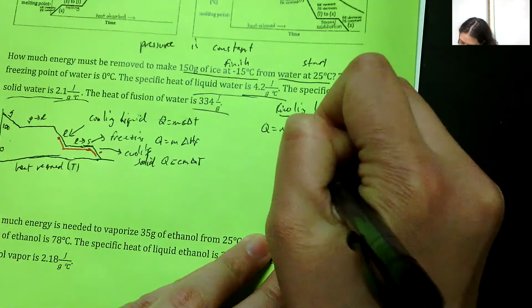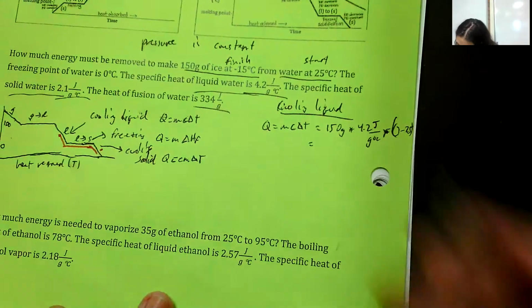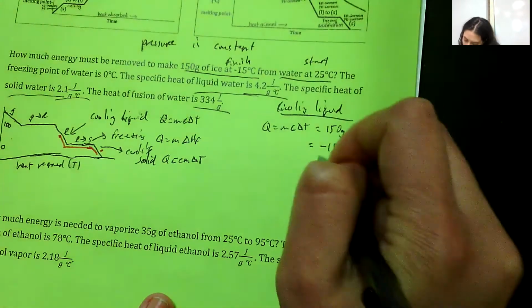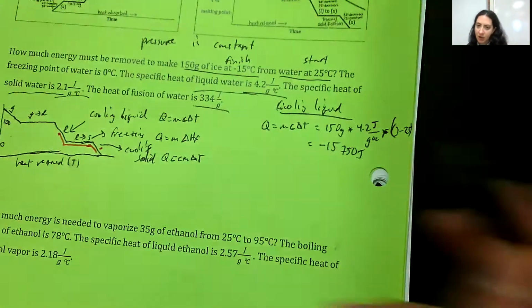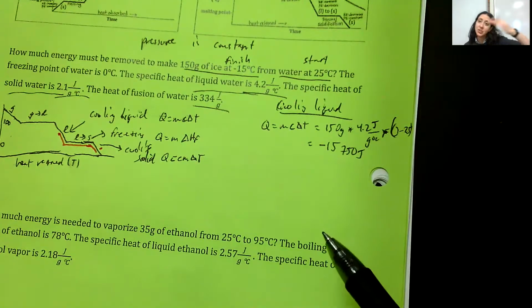Sorry, I'm running out of space here, y'all. It's going to be an issue with this problem, but we'll do our best. So 150 times 4.2 times -25 gives us negative 15,750 joules. It's negative because it's losing heat. It's releasing heat out into the world, or it's being removed. So this is the amount of energy to get water to 0 degrees Celsius. It's not a liquid or a solid yet, it's just getting to that.